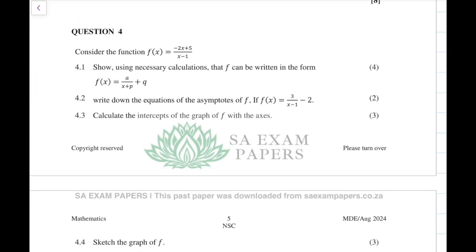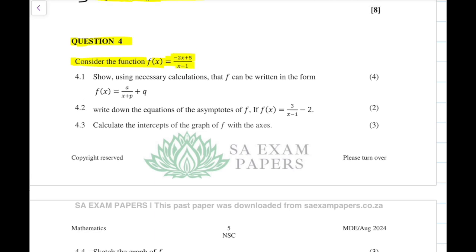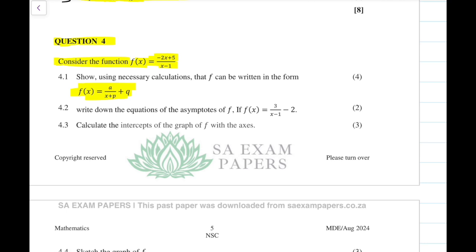It says consider the function f of x, which is minus 2x plus 5 all over x minus 1. Now this is going to be a hyperbola, and it's telling you you need to put it into that form. Again, they started to ask these questions more and more often in these recent years. So again, I just want to make sure we know how to do this conversion. It's going to be a form of your synthetic division. There are other ways to do it, but I like the synthetic division because you're always going to get it right.